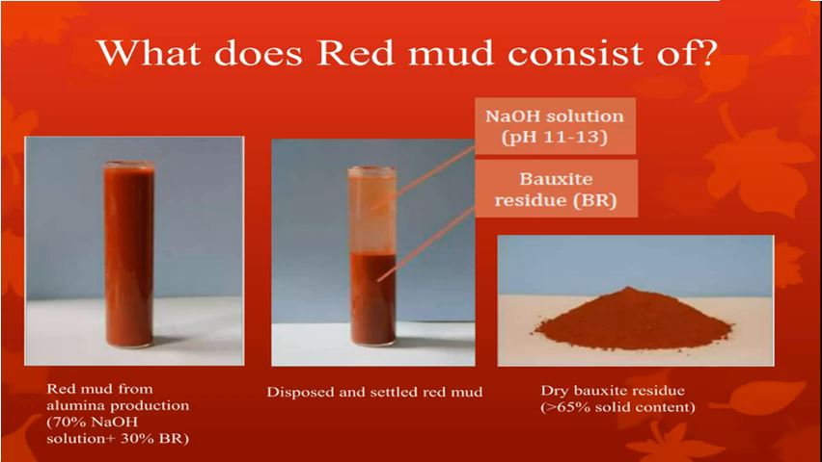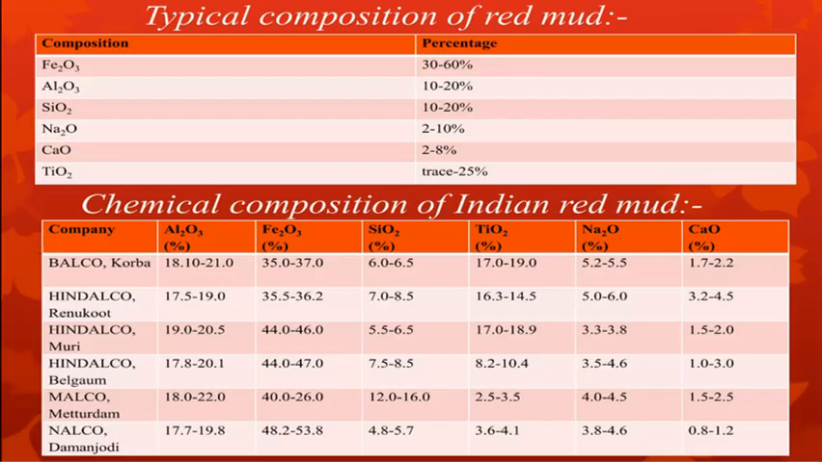What does red mud consist of? So, red mud consists of bauxite residue which can be formed by the following process, in which we take red mud from aluminium production in which 70% of NaOH and 30% of bauxite residue is present. Then it is left for settling. Then we get bauxite residue settled. Then after drying we get dry bauxite residue. Then here are some typical compositions of red mud and Indian red mud of different locations.